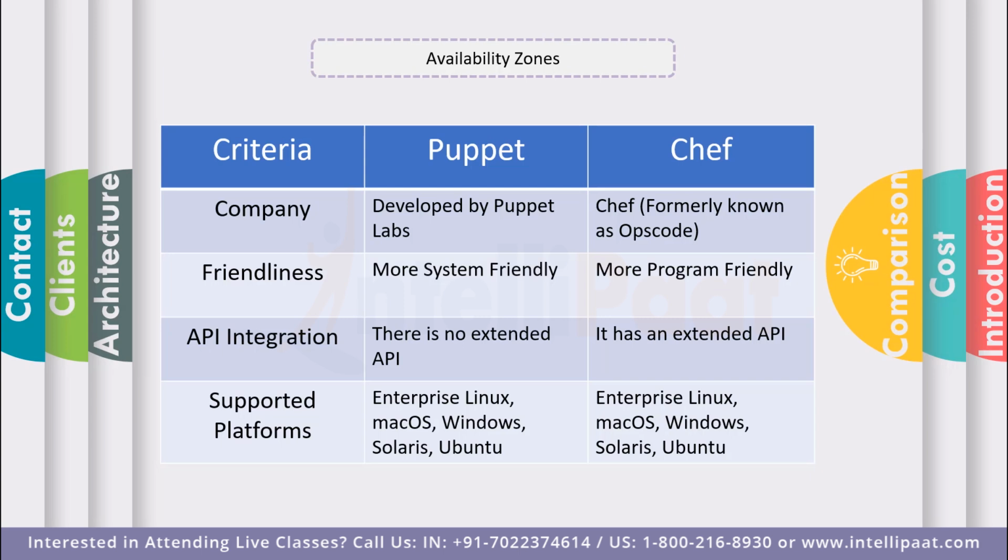Support platforms are pretty similar. Puppet supports most of them and Chef also supports most of them, but for some operating systems like Solaris, Ubuntu or Windows, support is only provided by the community. They're not actually provided by Chef themselves. Okay, so we're done with the comparison. It's a pretty simple talk about how Puppet and Chef work.